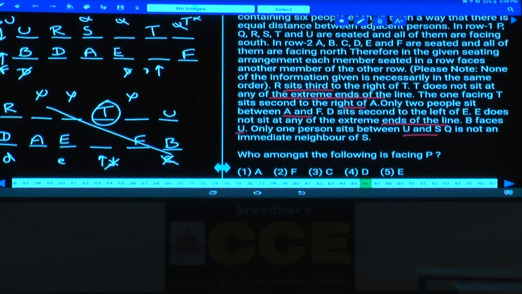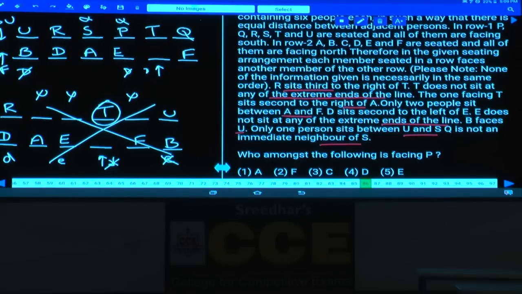And the second case is ruled out. Now, we are left with only one case, and Q is not an immediate neighbor of S. As Q is not an immediate neighbor of S, hence Q cannot be in between S and T. Hence, Q must be at this place. If Q is here, then who is the other person left over here? P is left over, and P will be at this place.